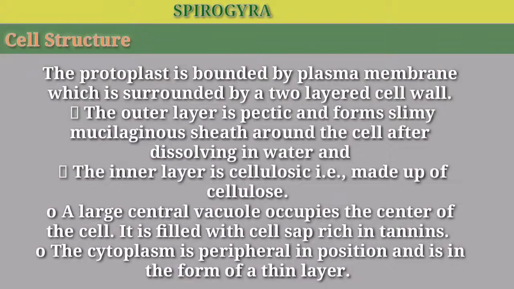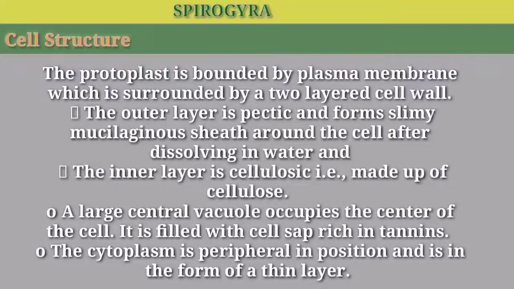Cell structure. The protoplast is bounded by plasma membrane which is surrounded by a two-layered cell wall. The outer layer is pectic and forms a slimy mucilaginous sheath around the cell after dissolving in water, and the inner layer is cellulosic, i.e., made up of cellulose. A large central vacuole occupies the center of the cell. It is filled with cell sap rich in tannins.